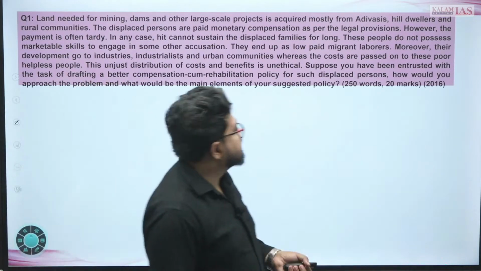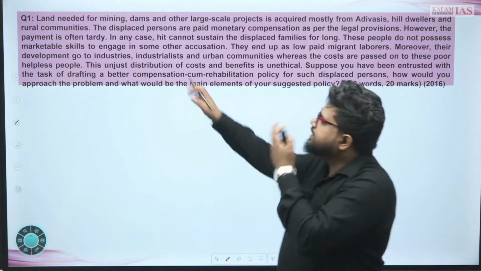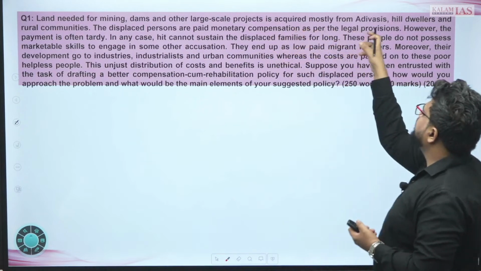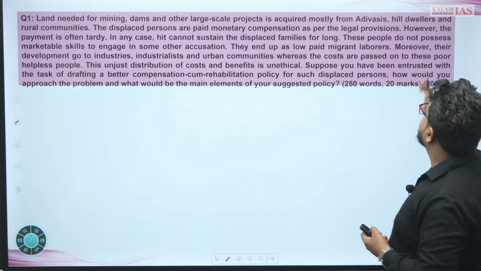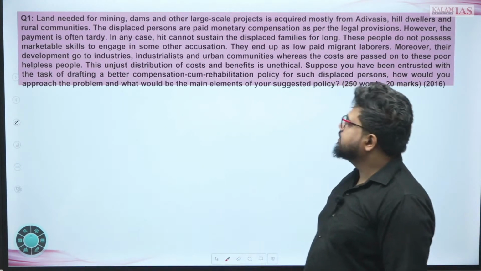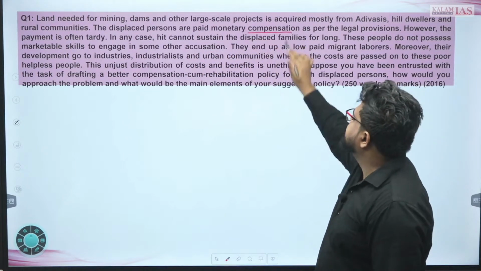Yeah, very short case study, a 2016 case study it is. Land needed for mining, dams and other large scale projects is acquired mostly from Adivasis, hill dwellers and rural communities. So we have a statement. The displaced persons are paid monetary compensation.